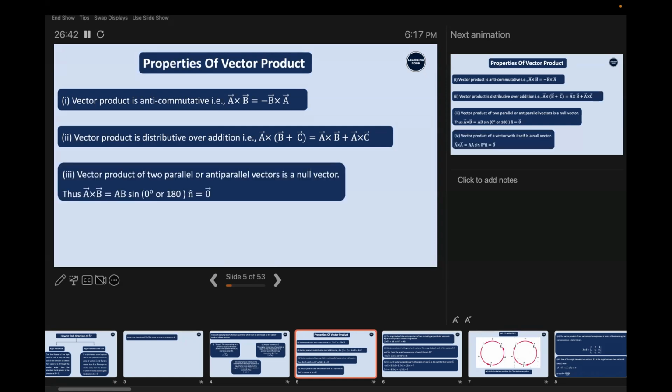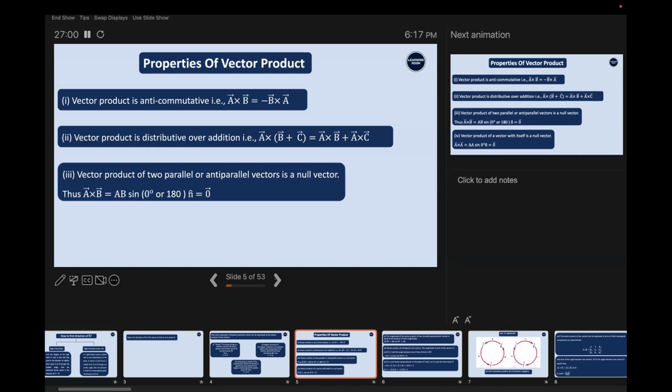The third property is that the vector product of two parallel or antiparallel vectors is a null vector. Be careful: for the vector product of two parallel or antiparallel vectors, you should not say it is just zero.